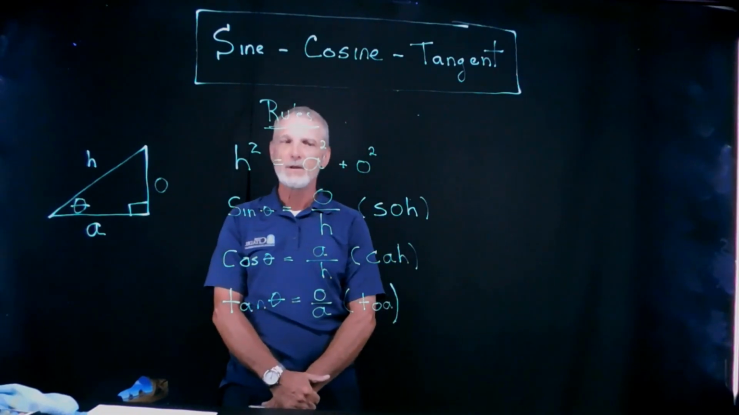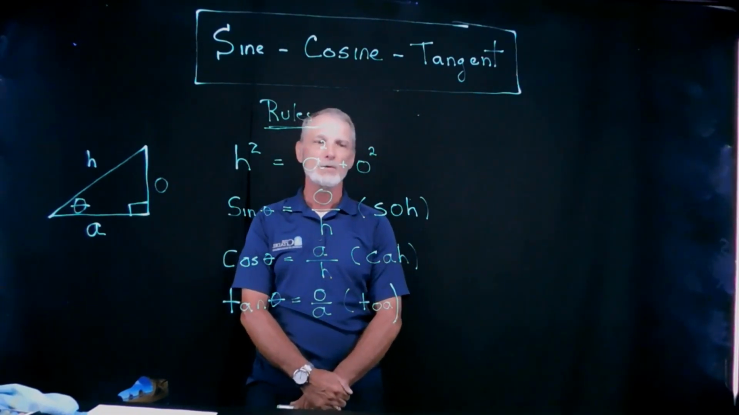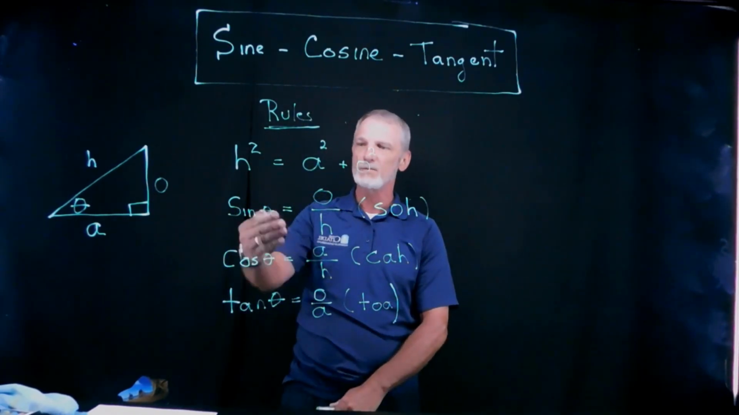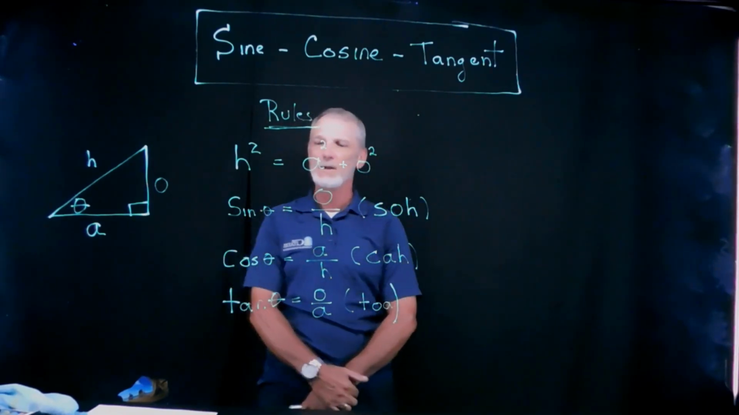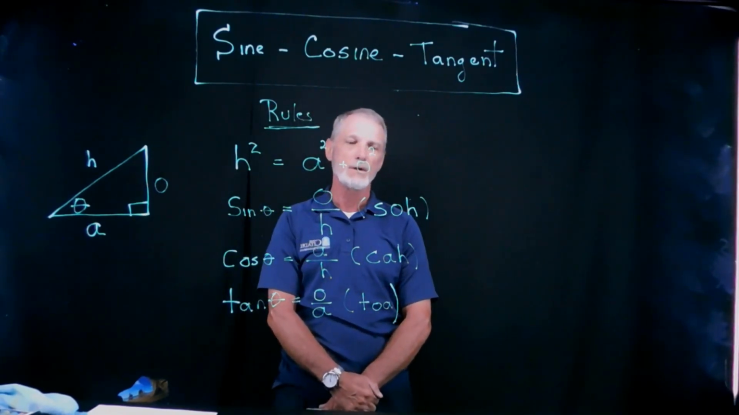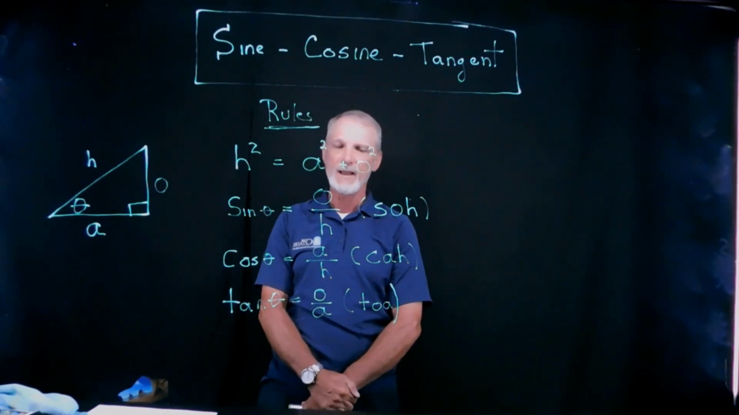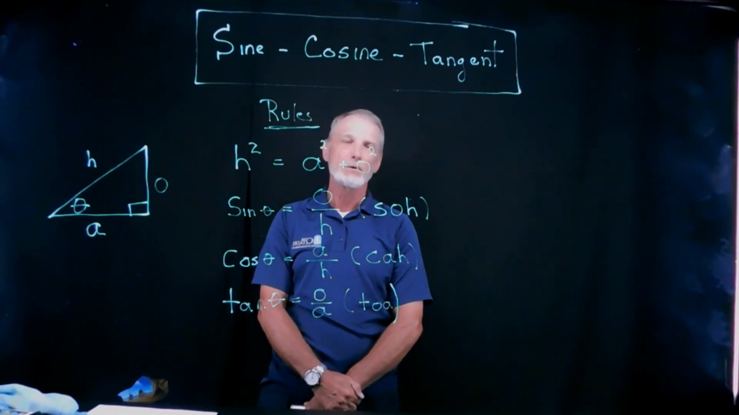To help us remember these, there's a mnemonic we use, and it's called SOH CAH TOA. The SOH part is for the sine, opposite over hypotenuse. CAH is the cosine part, which is adjacent over hypotenuse. And TOA is for the tangent, and it gives us the opposite over the adjacent. So those are the rules that we're using. We'll look at a couple of examples.